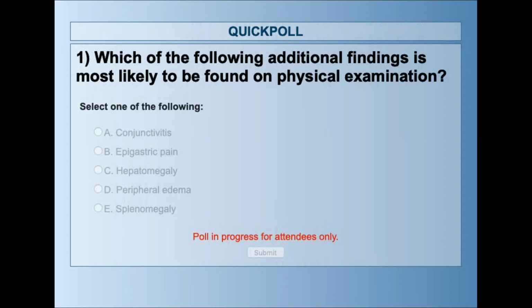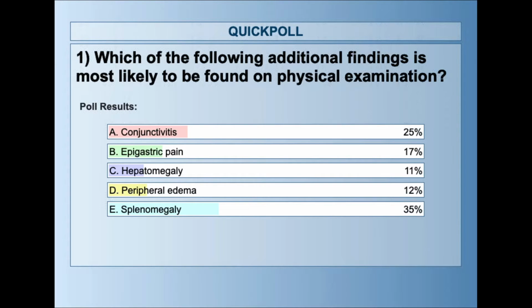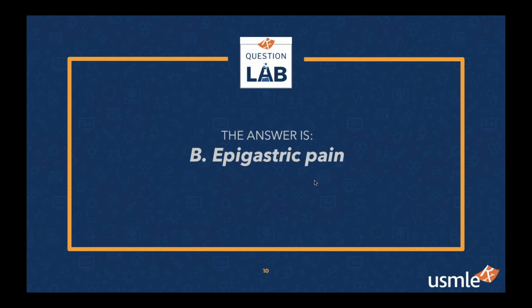I see the responses coming in. A few more seconds here. All right. Looks like we have a clear favorite so far. Let's take a look and see what you selected. In number 1 place, we have splenomegaly with 35% of you selecting answer choice E. And in second place, we have conjunctivitis and 25% of you selected that. So let's take a look and see what the correct answer is. And the correct answer is B, epigastric pain. So definitely a tough question. Let me hand it off to Paris.